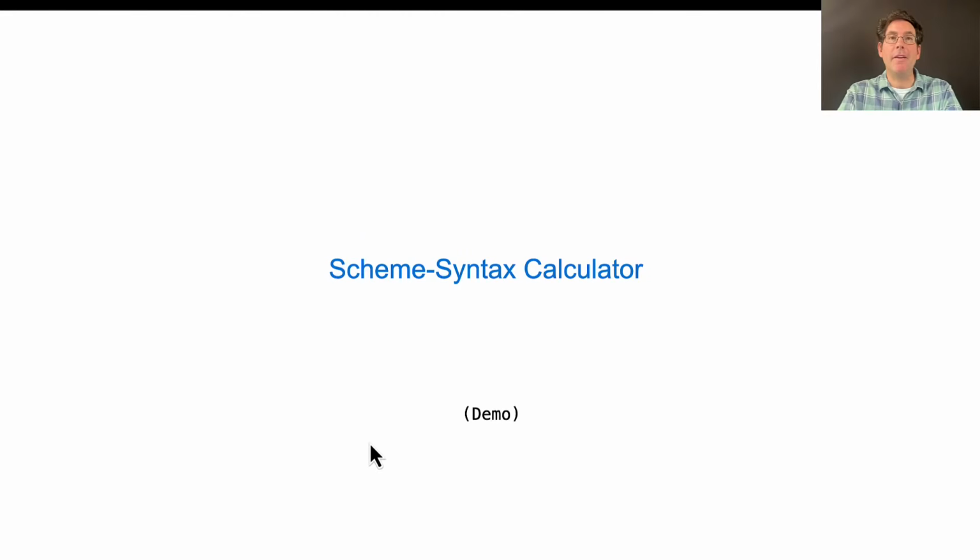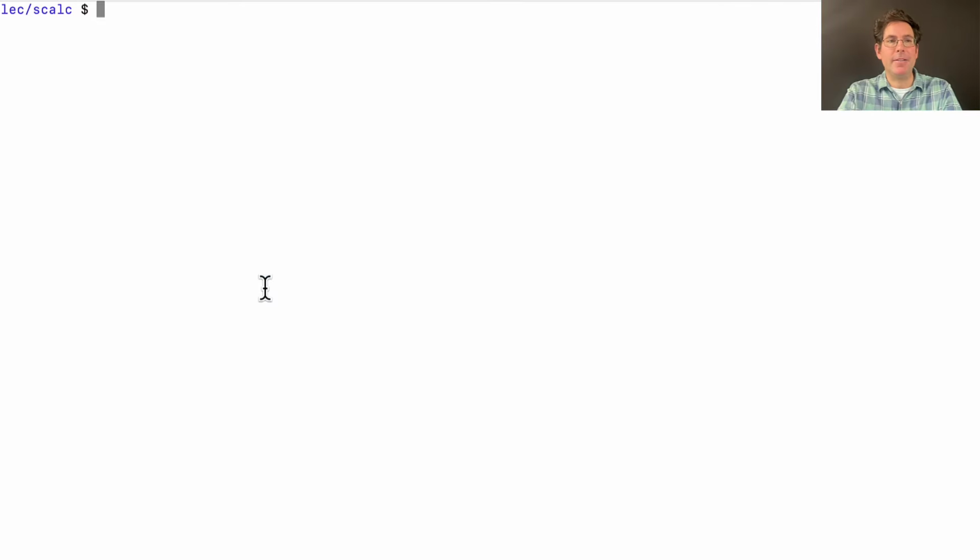Let's take a look at a fully implemented interpreter for a very simple programming language, the Scheme Syntax Calculator language. Scheme Syntax Calculator, or scalc for short, is a programming language that's just a subset of Scheme. It doesn't have define, or if, or and, or any of that good stuff, not even lambda. All it has is plus, minus, times, divide, and numbers. So you can add together 1 and 2, and you can multiply together the result of first adding 1 and 2, and then adding 3 and 4.